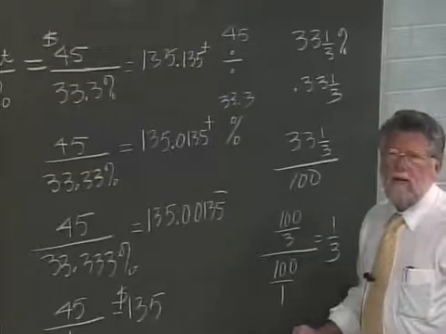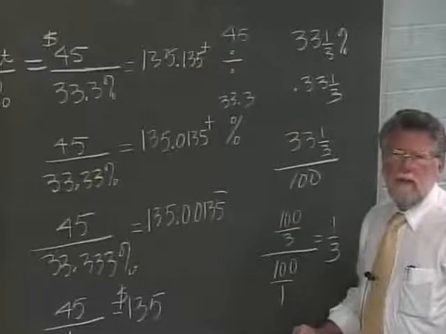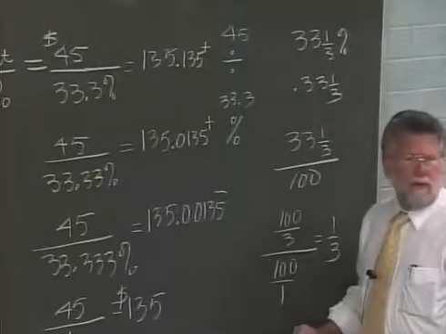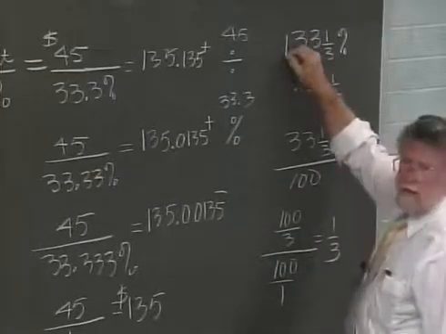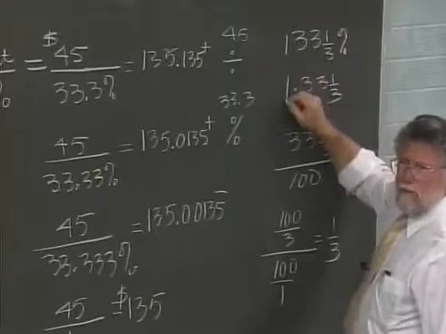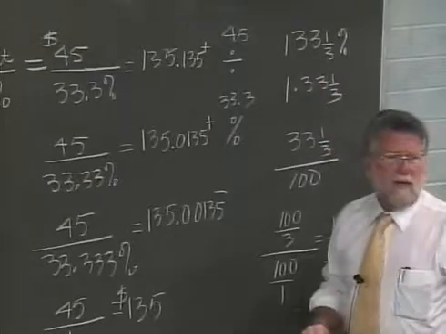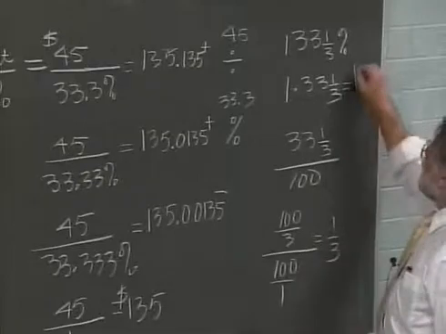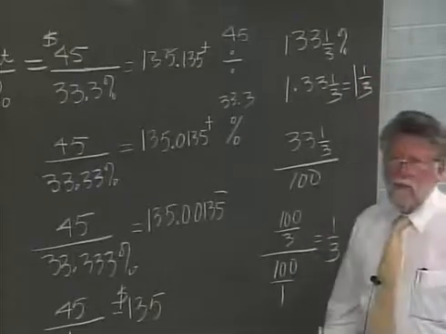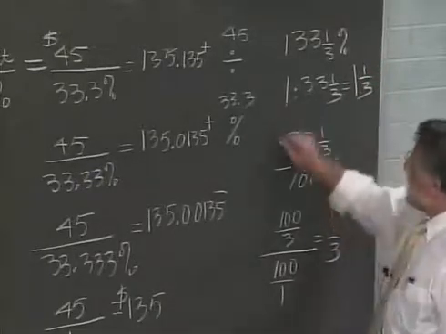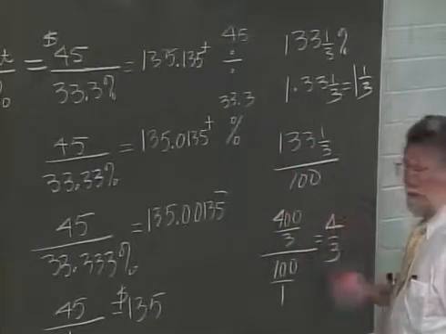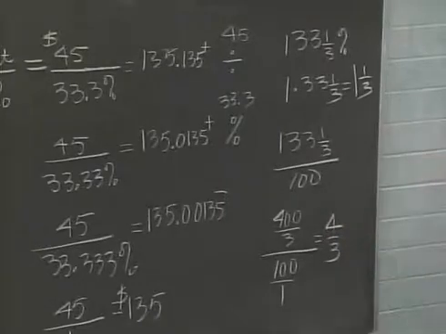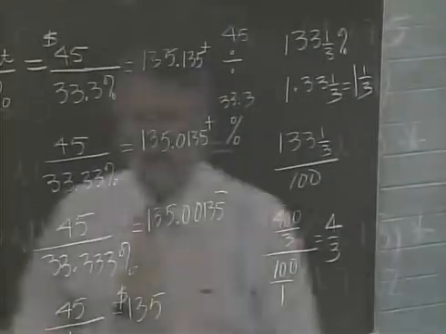Okay, well, let's see what happens if you have 133 1/3%. Okay, 133 1/3%. Watch now. This is 1.333, but that is the same as 1 and 1/3, which is 4/3. Bring it here. This becomes 400. That becomes 4/3. I'll leave that up on the board. Same argument. It's just not very comfortable going this way.